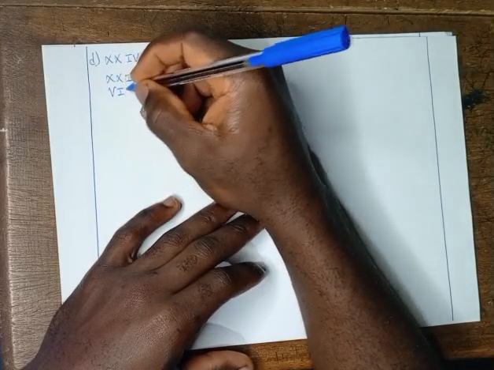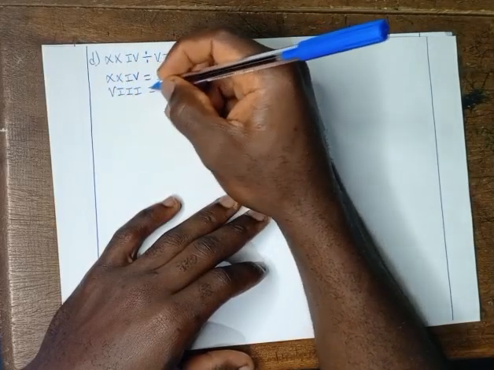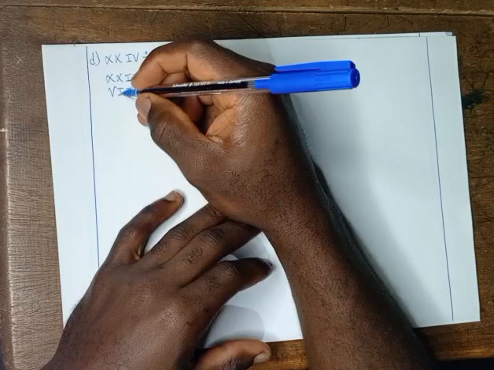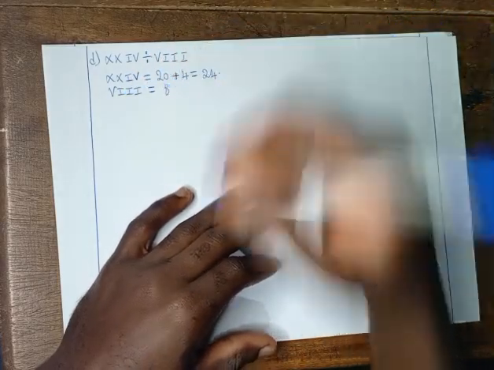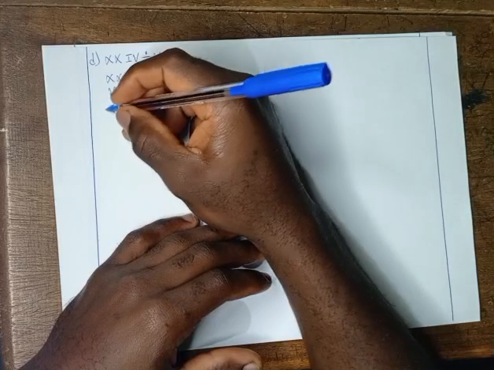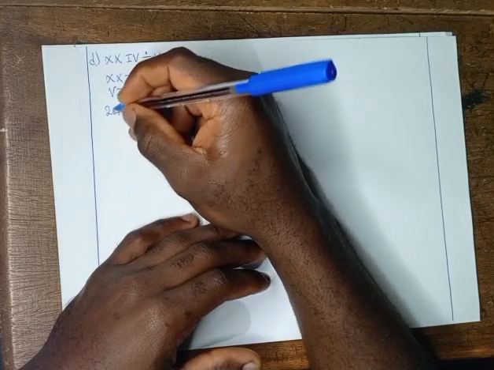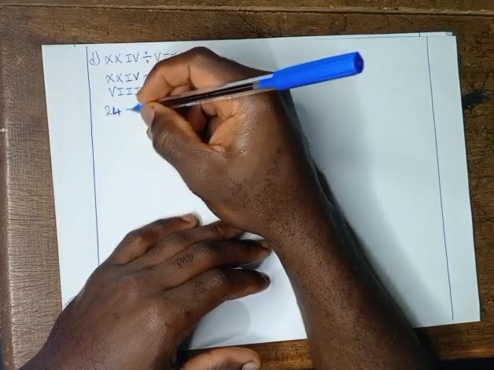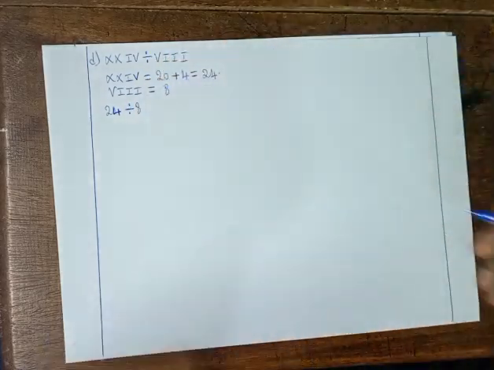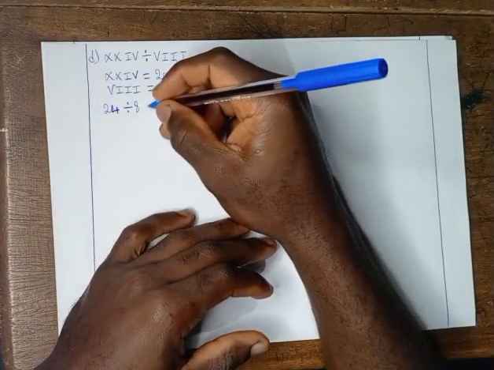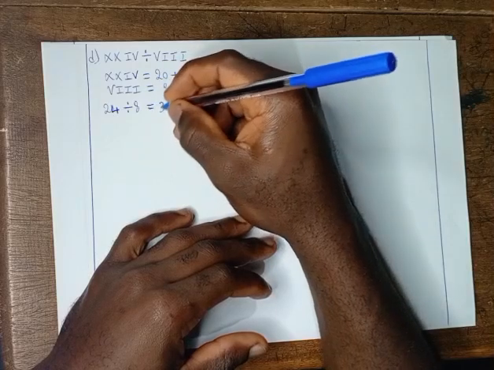Next, if we take VI, V represents the number 5. I represents the number 3. So 5 plus 3 gives us 8. So we have to divide 24 by 8. If you divide 24 by 8, it simply gives us 3.